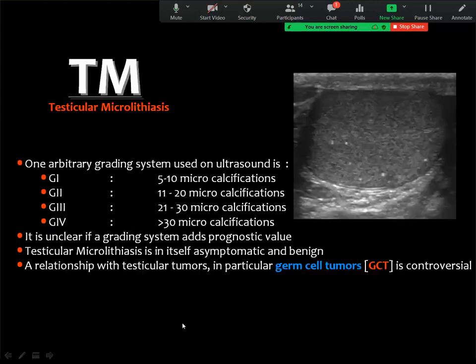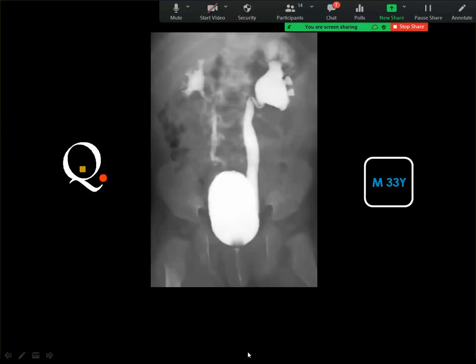There is also some grading according to the number of the bright foci. From 5 to 10, grade 1; from 11 to 20, grade 2; from 21 to 30, grade 3; above 30, you consider grade 4. Next case.